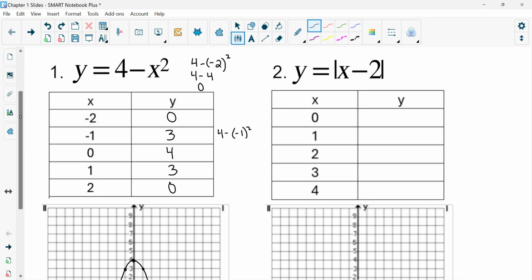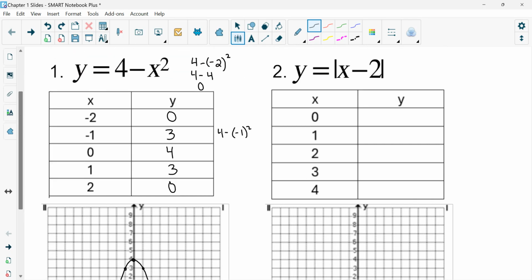All right, for our other one, those vertical bars are absolute value. Remember, what does absolute value do to our numbers? Makes everything positive. So if I plug 0 in, 0 minus 2 is -2. Absolute value of -2 is 2. If I plug 1 in, 1 minus 2 is -1. Absolute value of -1 is 1. Plug 2 in, 2 minus 2 is 0, absolute value of 0 is 0.